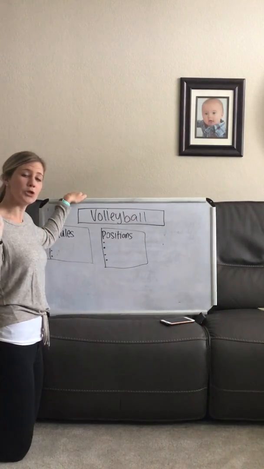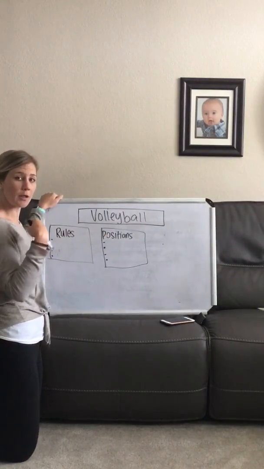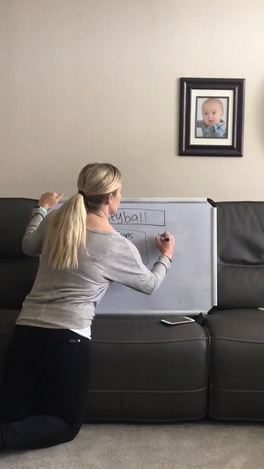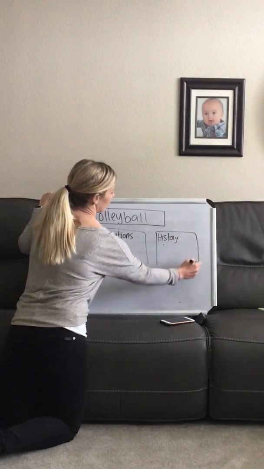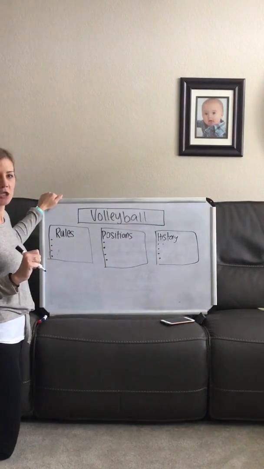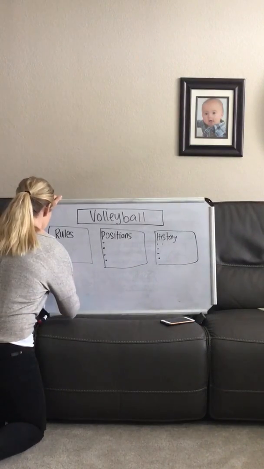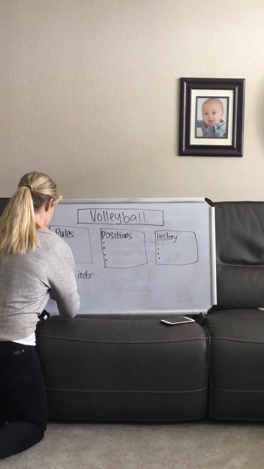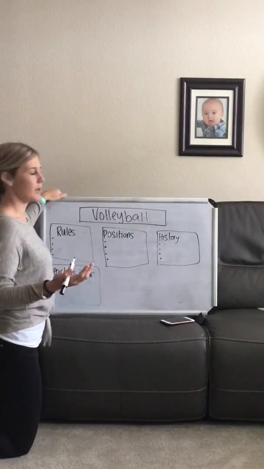Okay, so you should now have all of your sections, just the headings, listed out. So really quickly, I'm going to do a couple more. So I have rules, positions. Maybe I want to do the history of volleyball, which I would need to do a little research because I don't really know all the history about volleyball. Okay. Maybe I want to have a compare and contrast section. So I want to do beach versus indoor volleyball, and how those are similar and how those are different.